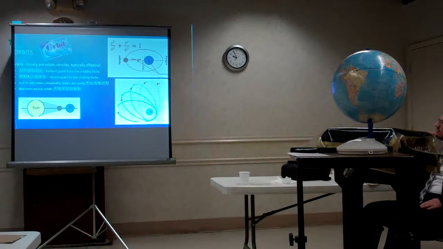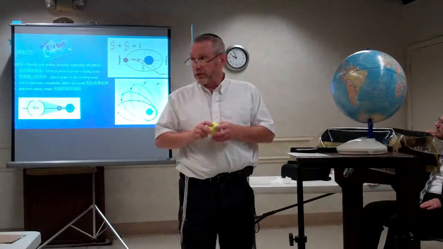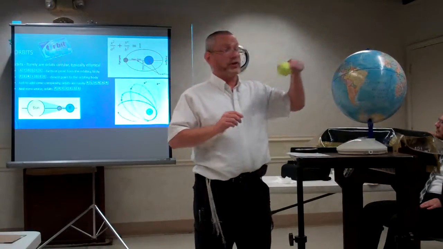Let's see, what else we need to know about this. Okay, so we've added one level of complexity. Orbits are not perfectly circular.